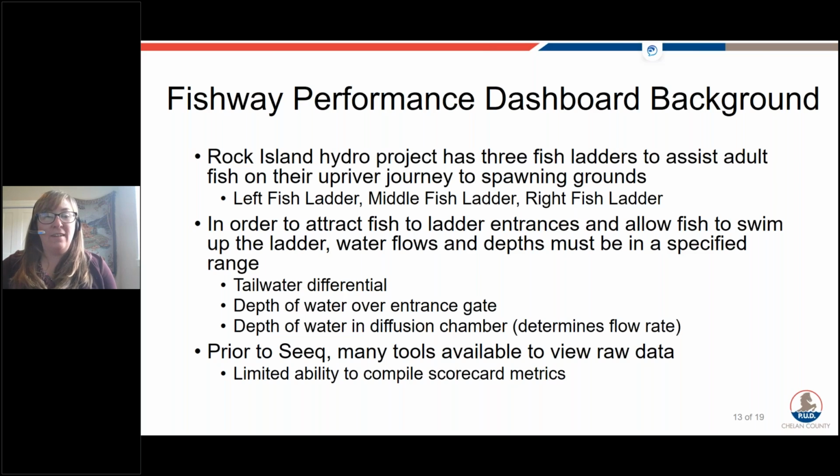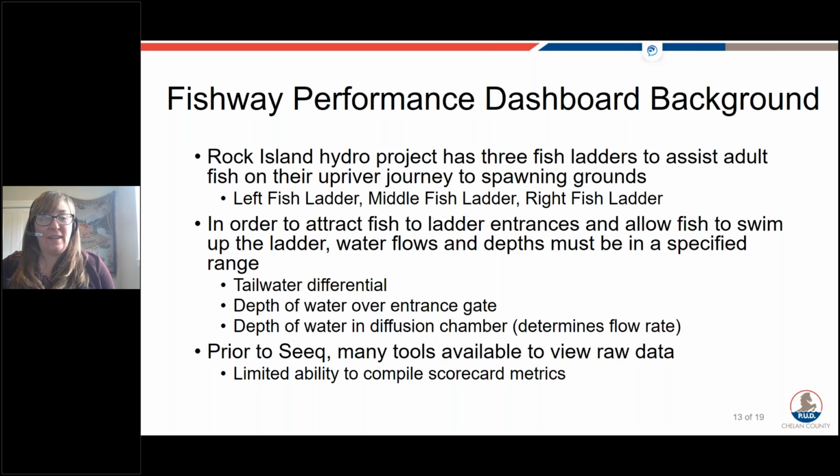And to be clear, the ladder entrance is below the dam and the exit is above the dam because it's named from the fish's perspective and they're swimming upriver. So there's three main components that we measure to ensure we are adequately assisting adult fish passage.